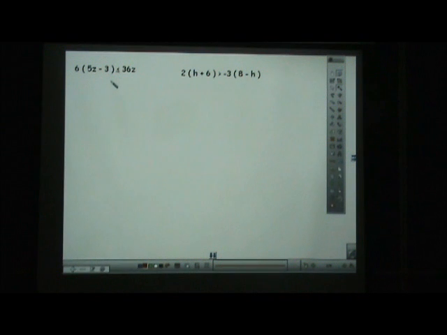Alright, let's try another one. We'll skip the first one over there. And we'll just work this one on this side. Multiply the 2 through the first parenthesis and have 2h plus 12 greater than. Be careful, you're distributing a negative here, so it'll become -24 plus 3h when you multiply the 2 negatives there.